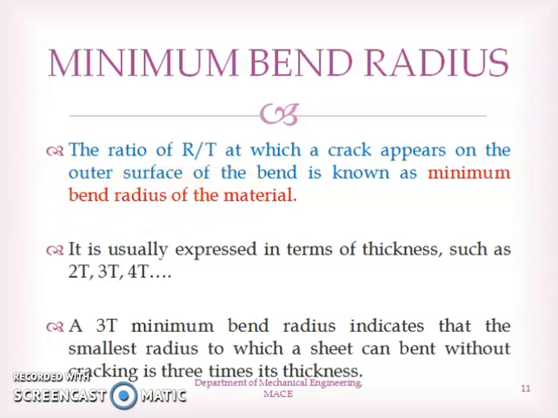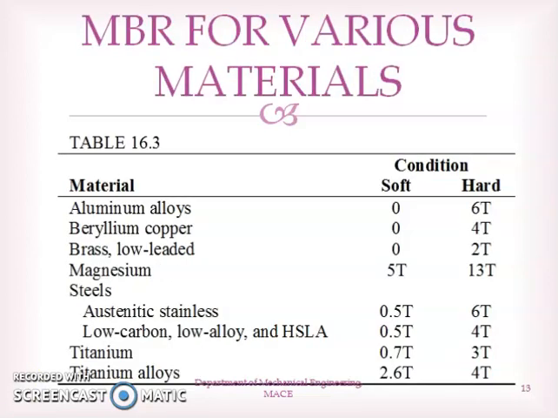It is usually expressed in terms of thickness, such as 2t, 3t, 4t, etc. For example, a 3t minimum bend radius means that the smallest radius to which the sheet can be bent without cracking is 3 times its thickness. So minimum bend radius is very important while we are bending. The minimum bend radius for various materials is shown in this table.